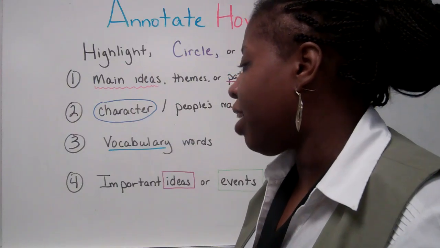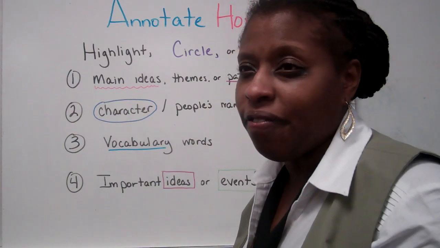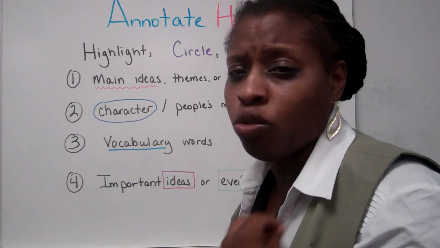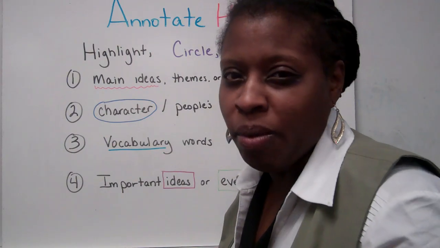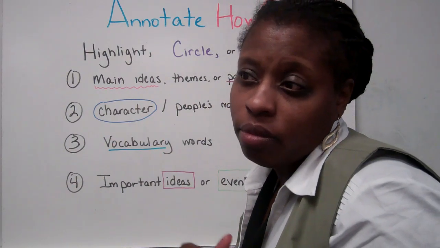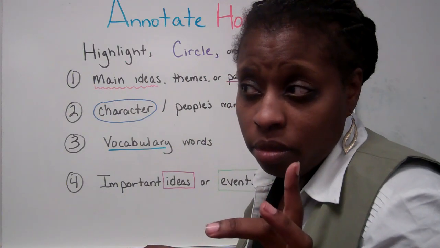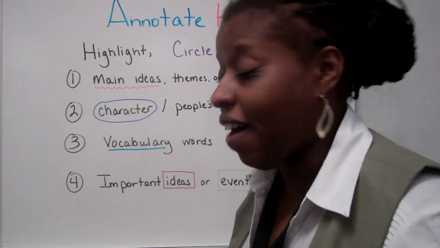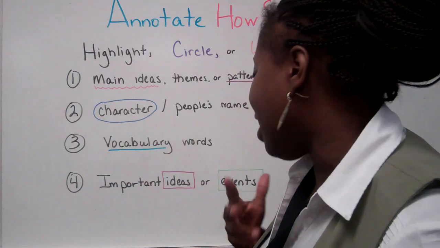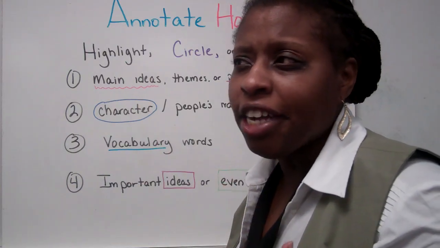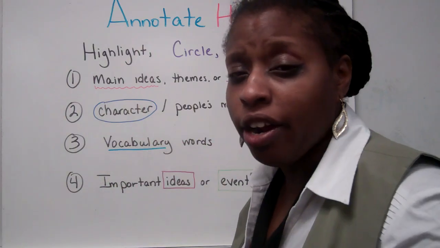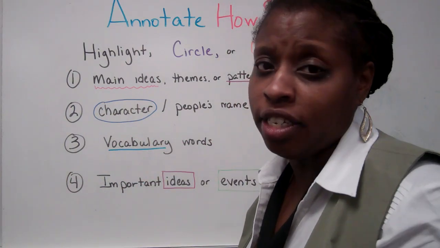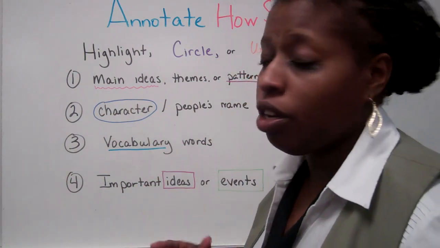The fourth thing you want to try to annotate are important ideas or events. An idea you just think is great, or an idea that's not so great, you maybe want to identify that. You also want to identify key events, major changes in the story. I may ask you to basically plot or outline out the major events in the story. That way you can do that.